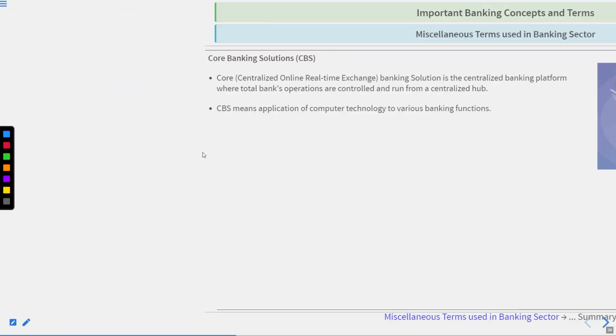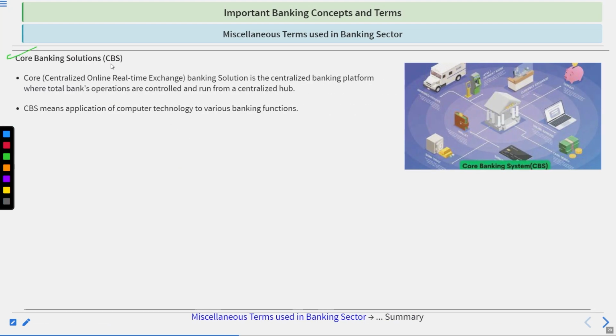Okay. Then core banking solutions or CBS. The core centralized online real-time exchange banking solution is a centralized banking platform where the total bank's operations are controlled and run from a centralized hub. CBS means application of computer technology to various banking functions.